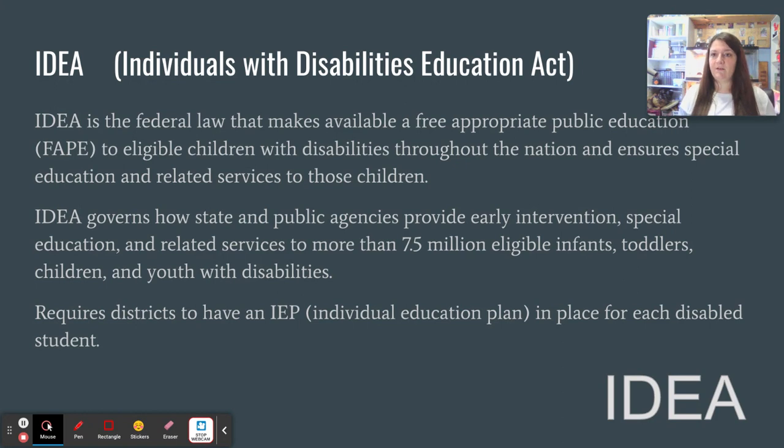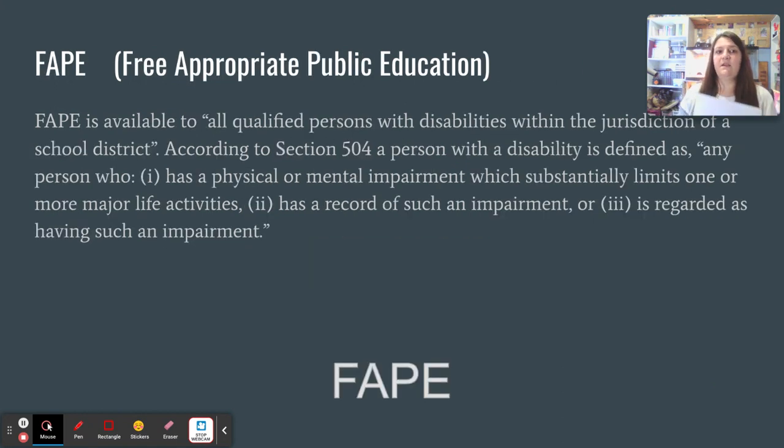So next we have FAPE, a free appropriate public education. This is available to all qualified persons with a disability within the jurisdiction of a school district. So again, a person with a disability is defined by a physical or mental impairment which limits one or more major life activities. Under FAPE, an appropriate education could be within regular classes in gen ed, with or without the use of related services and aids, or in a special education program with related services and aids as needed.